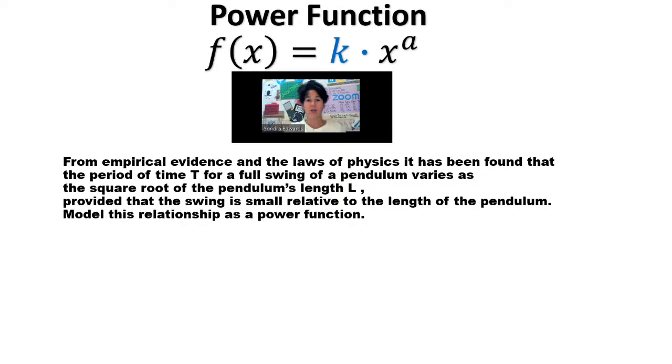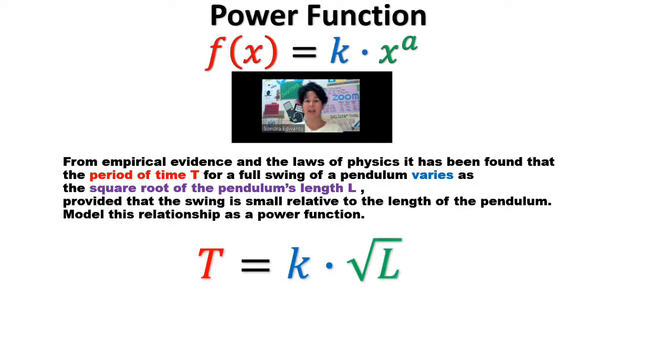Okay, model it as a power function means to translate this into an equation that looks like f of x equals k times x to the power of a. Here I've highlighted the important words in this situation. The period of time t, so that's t, then the word varies translates to k times. The square root of the pendulum's length L, well, that's just the square root of L. Here we have our equation, period of time t equals k times, because varies, and then the square root of the pendulum's length L.